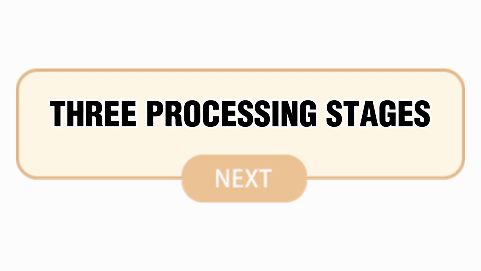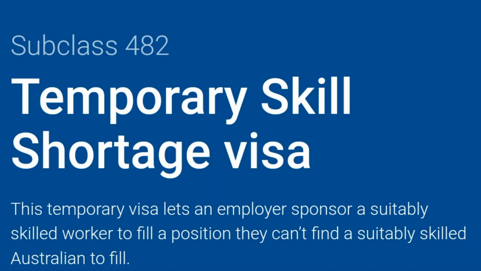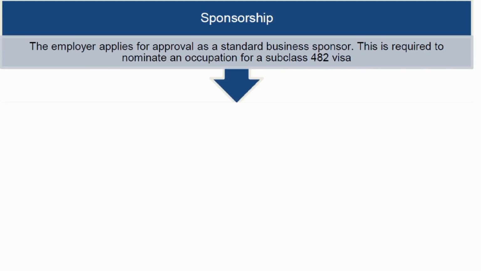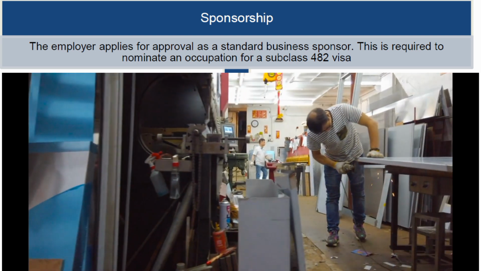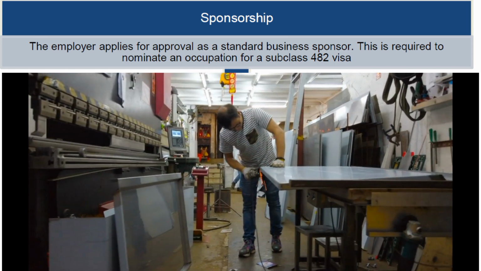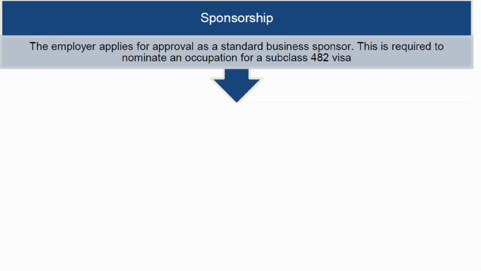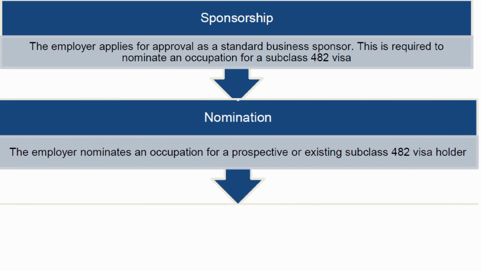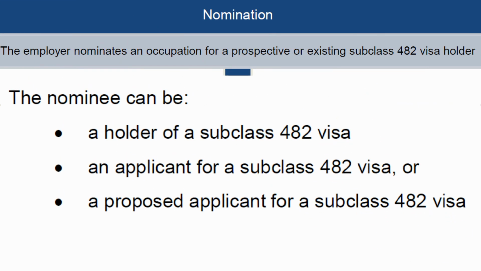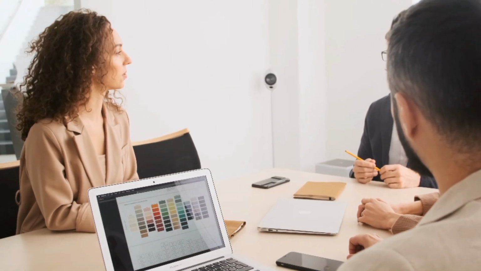There are three processing stages under the Subclass 482 visa program. Sponsorship. The employer applies for approval as a standard business sponsor. This is required to nominate an occupation for a Subclass 482. Employers can sponsor Subclass 482 visa holders to work in Australia, either by a standard business sponsorship or through a labour agreement. Nomination is the process of identifying a position to be filled by a skilled worker from outside Australia by an approved business sponsor, including any dependent or secondary visa applicants. Nomination is required for both standard business sponsors and parties to a labour agreement.